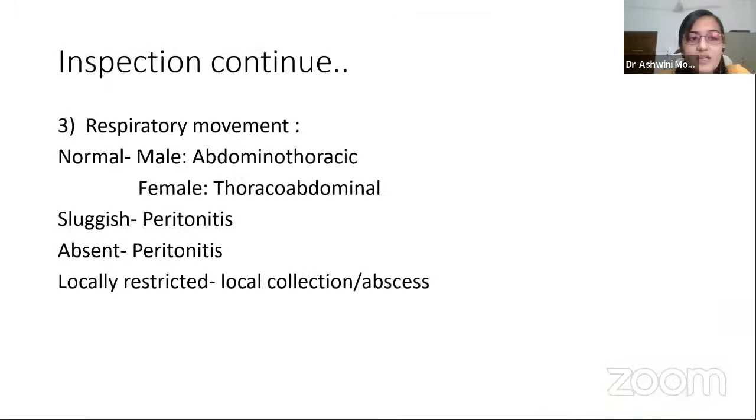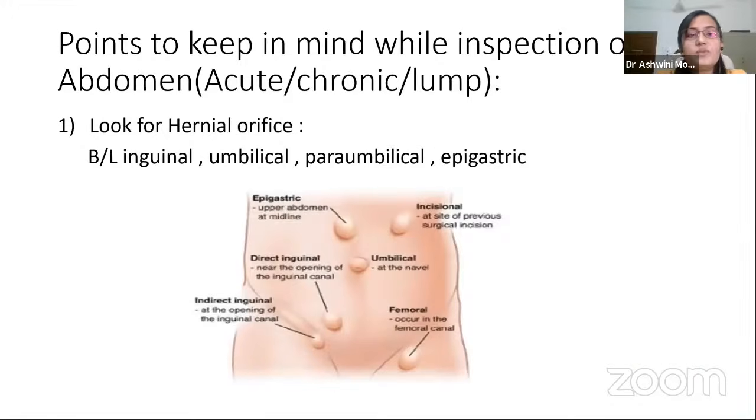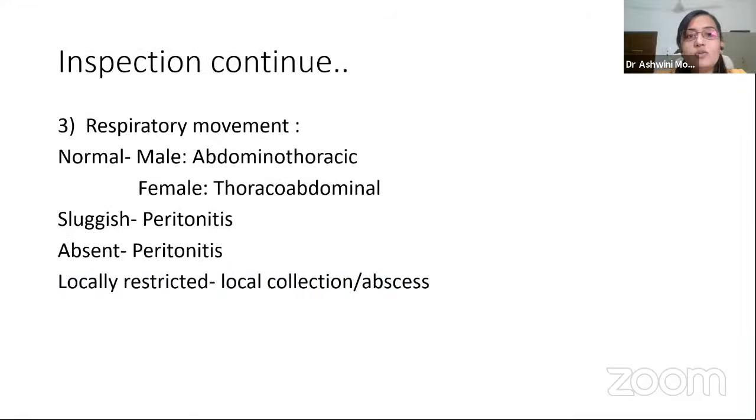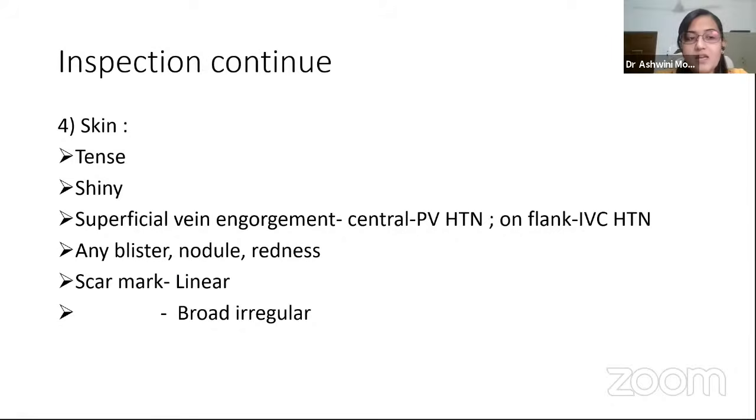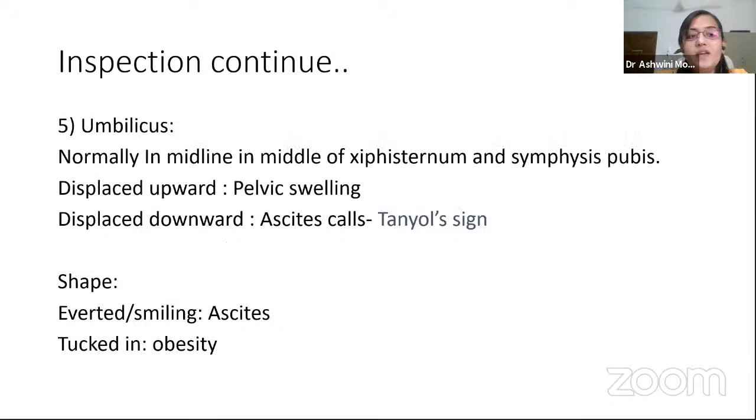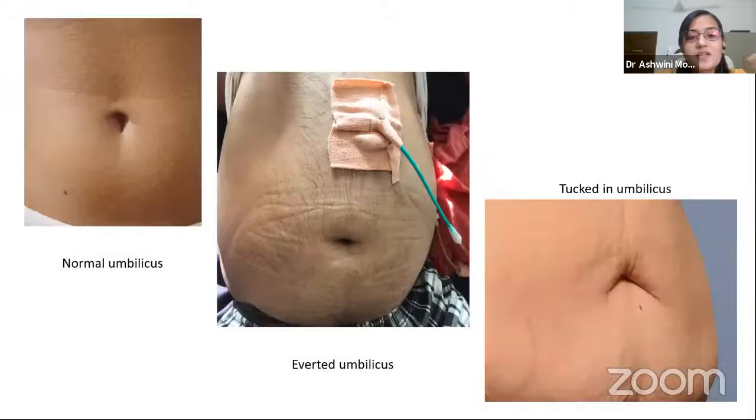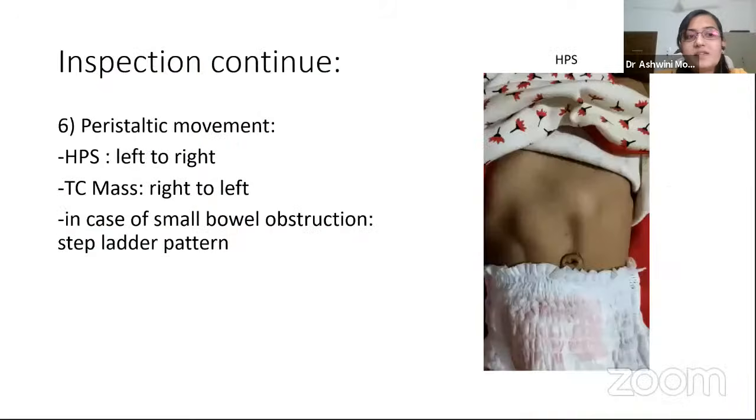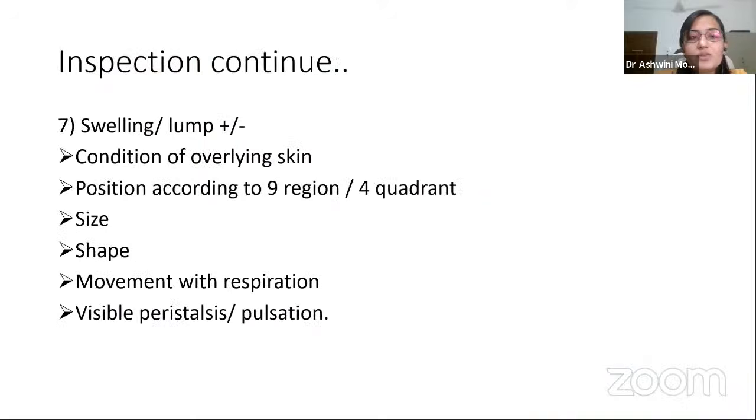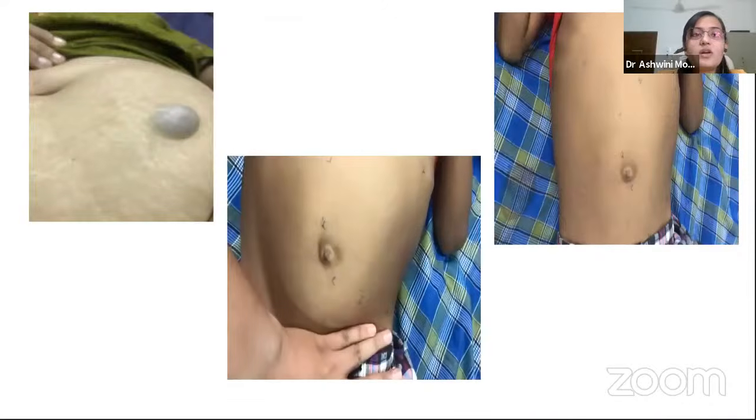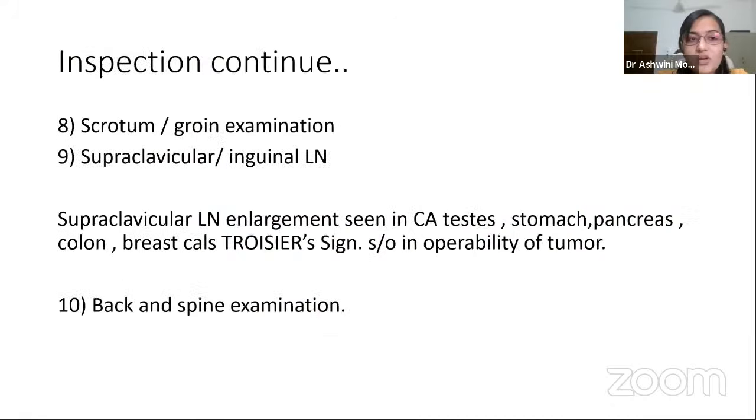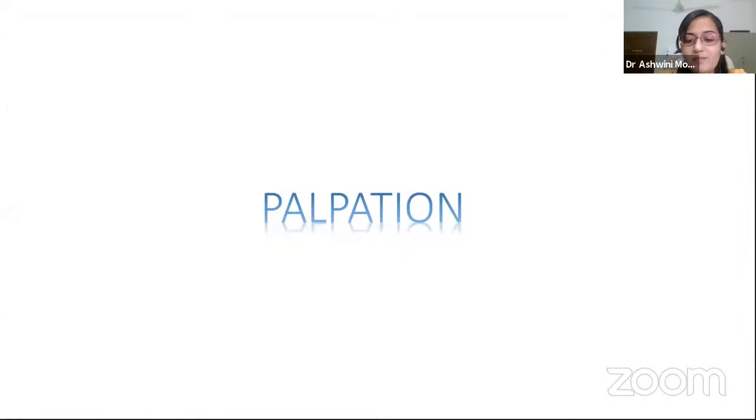I'll go through it again. In inspection we have to see hernial sites, contour of the abdomen, respiratory movement, skin overlying the abdomen, the umbilicus, its position, shape, peristaltic movement is there or not, swelling and lump is present or not. After that, scrotum and groin region, supraclavicular lymph nodes, inguinal lymph nodes, and back and spine.